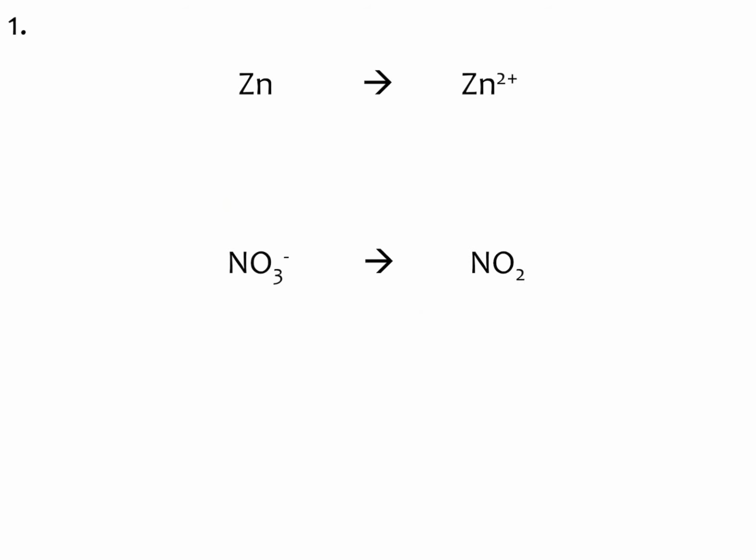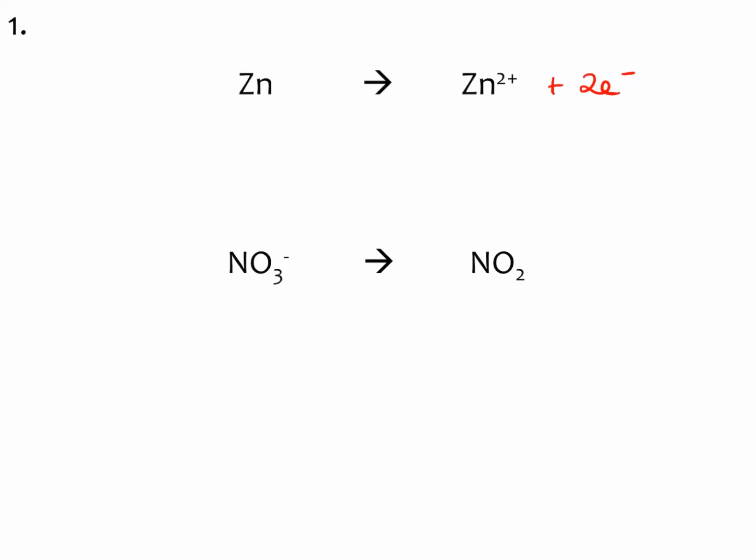So answers to question 1. We have zinc forming zinc 2+. For that to happen, the zinc has to lose electrons to form the zinc ion. Therefore, 2 electrons have to go on the right hand side. And we can just double check the maths there. 0 on the left, and then we have +2 -2 on the right hand side, which is also 0. So that is balanced.